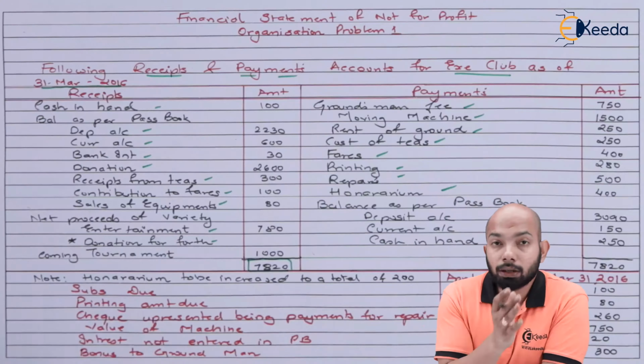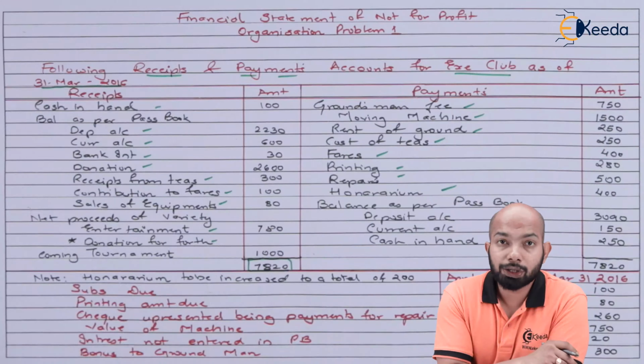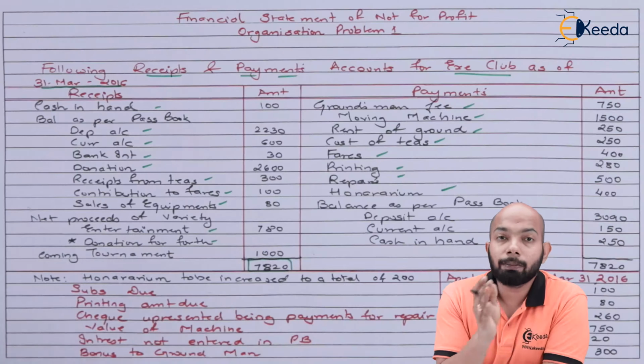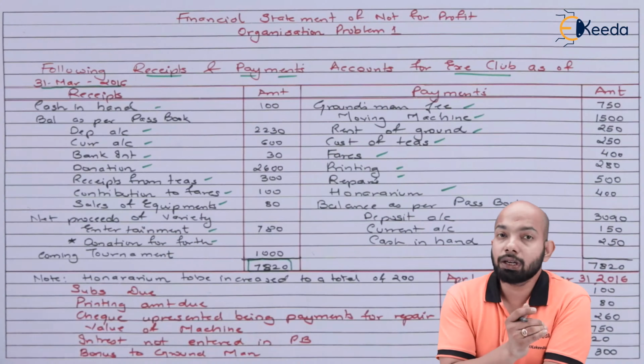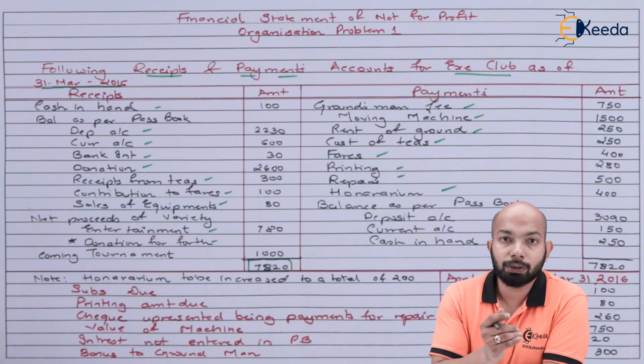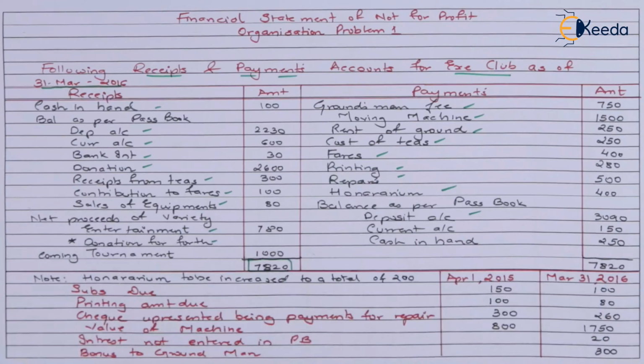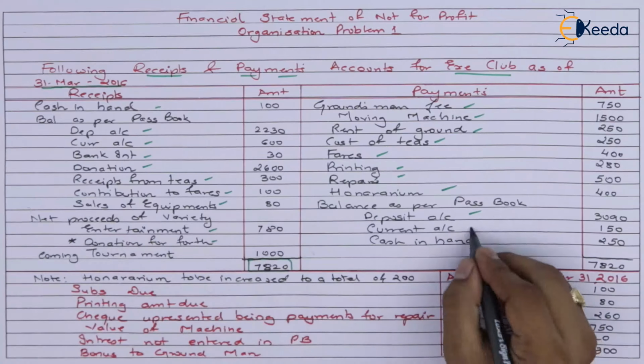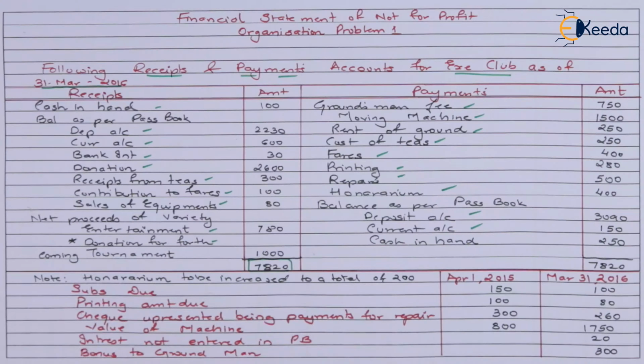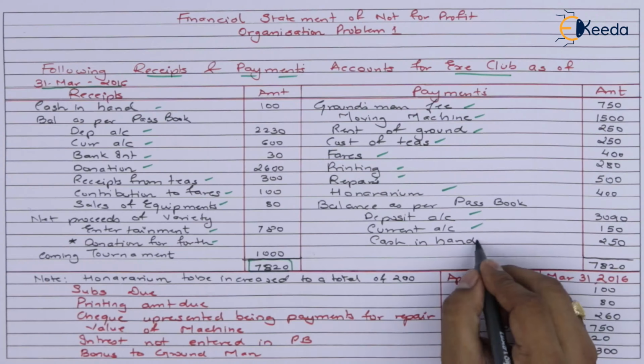Now the closing balance as per passbook has also been mentioned, because this receipt and payment account has an opening balance of cash and passbook and a closing balance of cash and passbook. So the deposit account has been mentioned, the current account has been mentioned, and cash in hand has been mentioned.